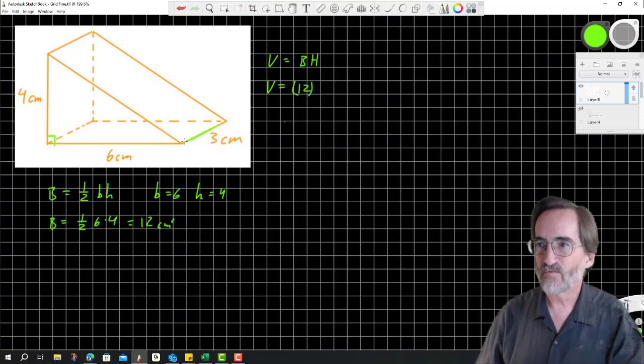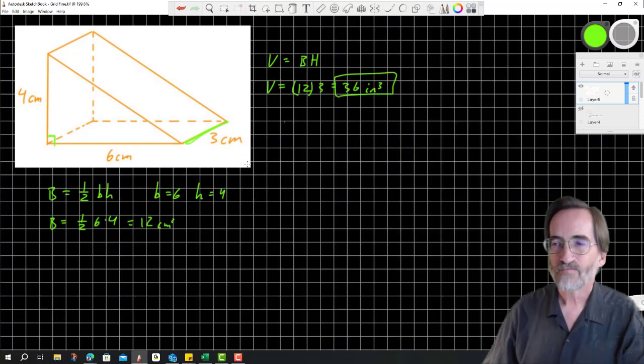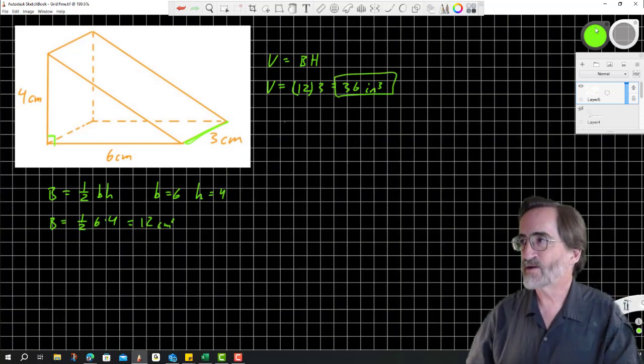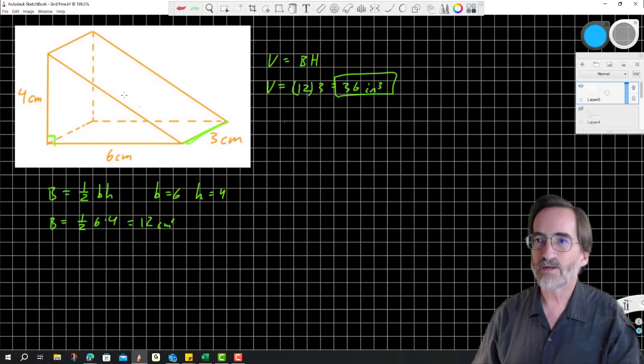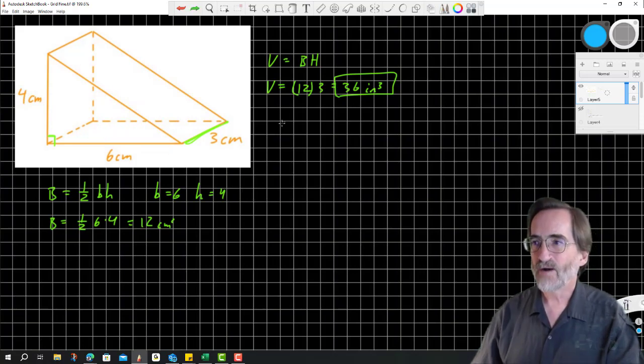The volume is the area of the base, 12, times the height. The height of the prism, the distance between the bases, is 3. 12 times 3 is 36 cubic inches. So that's the volume, 36 cubic inches. Surface area is a little tougher. You can break this down into its components and find the area of this triangle and that triangle and this rectangle and this rectangle and this rectangle and add them. I'm going to use the formula given in the unit.